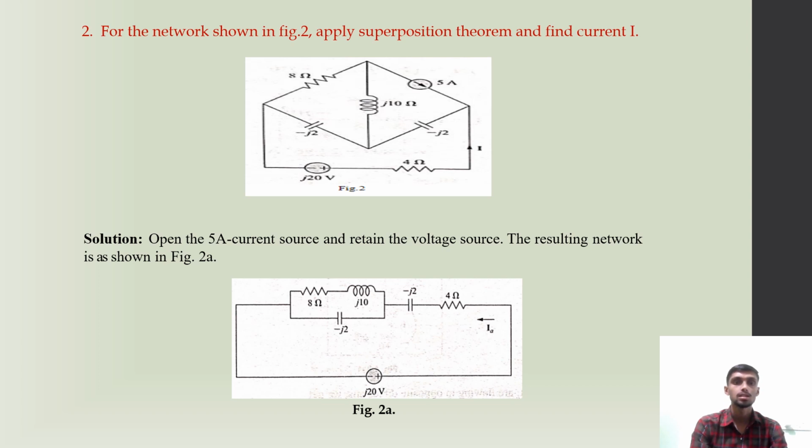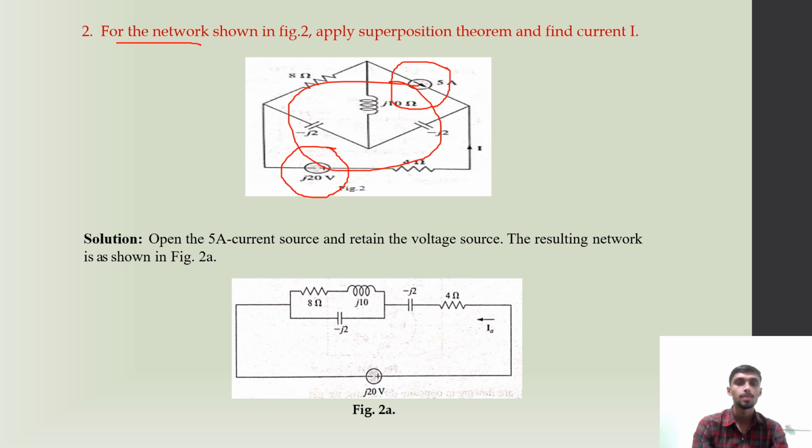This question is an example for the superposition theorem, and this is the network given for it. In the superposition theorem, we want to find the current for the voltage source separately and the current source separately. Finally, I am going to add both the currents. This is the solution for this network.